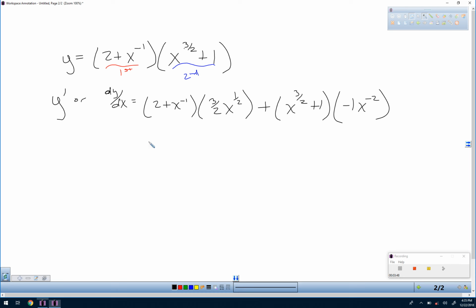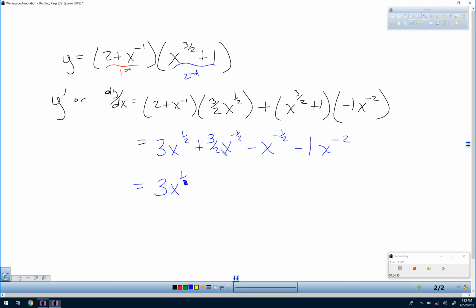And so if I wanted to clean this up, I could, doing a little algebra. I would distribute, and that would give me 2 times 3 halves, which gives 3x to the 1 half plus 3 halves x to the negative 1 half. Then if I distribute this, I would get negative 1x to the 3 halves minus 2, that being negative 1 half, and then minus 1x to the negative 2. I notice I do have some like terms in the middle, so I'd have 3x to the 1 half, sorry, not 1/3, 1 half.